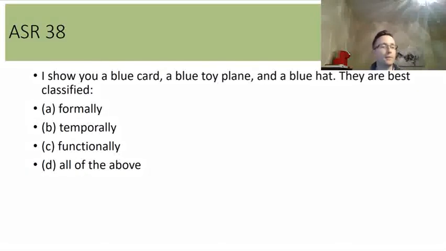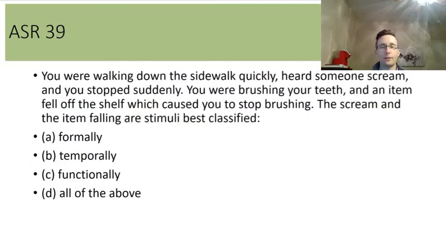ASR 38. I show you a blue card, a blue toy plane, and a blue hat. They are best classified as A, formally, B, temporally, C, functionally, or D, all of the above. Couple more seconds. I'll close the poll. The answer is A, formally.